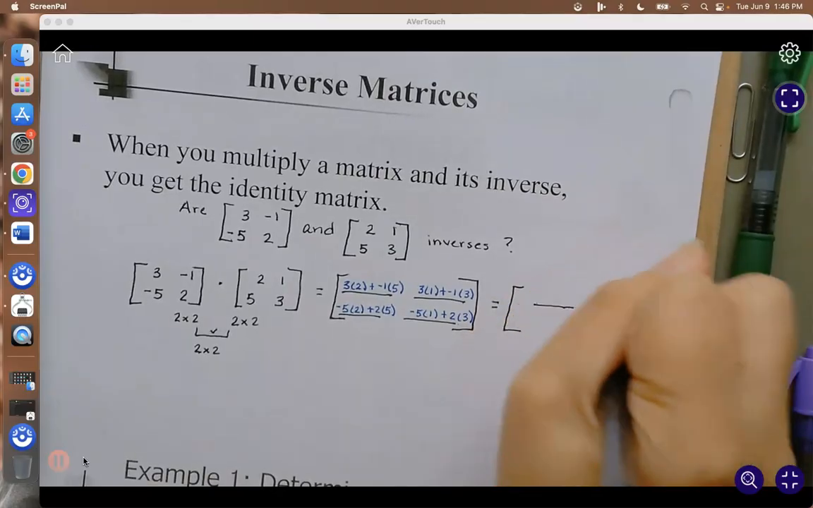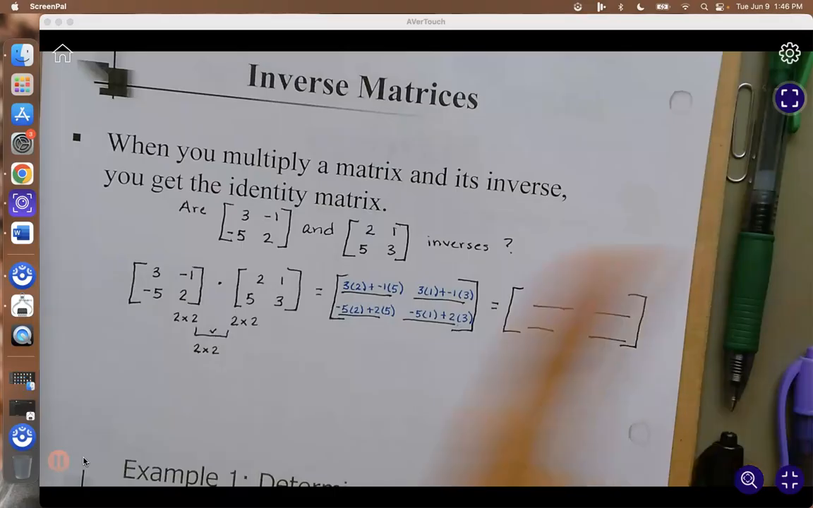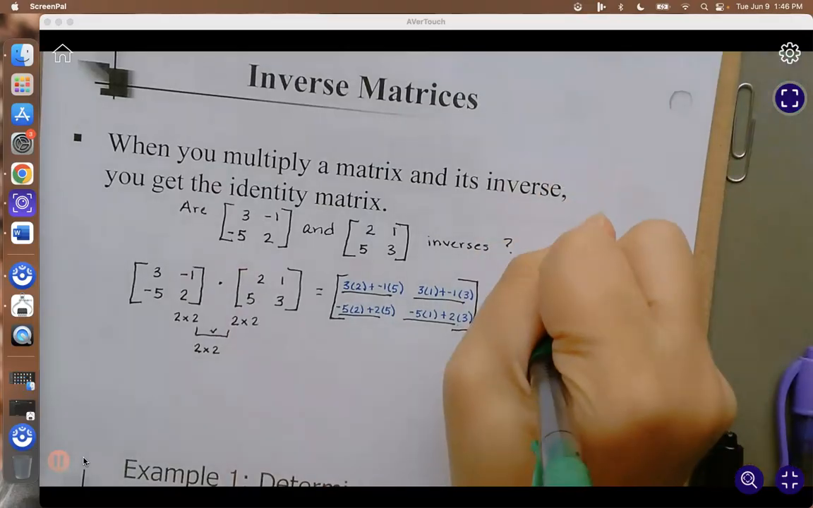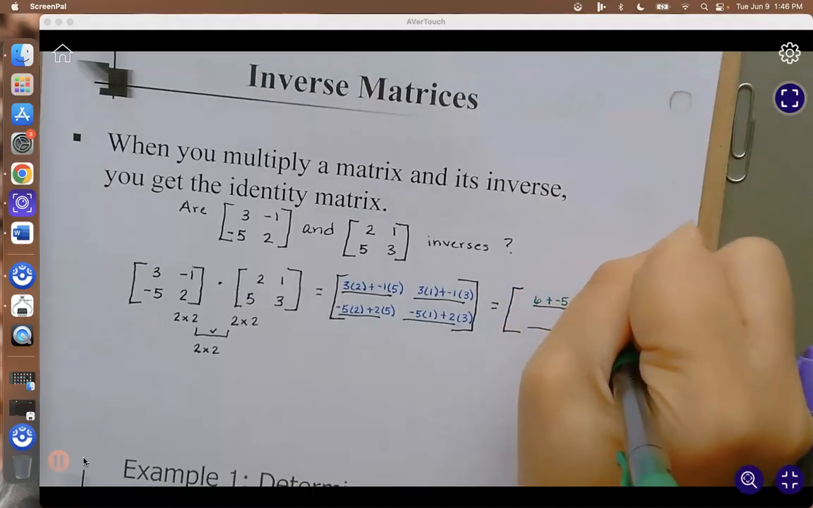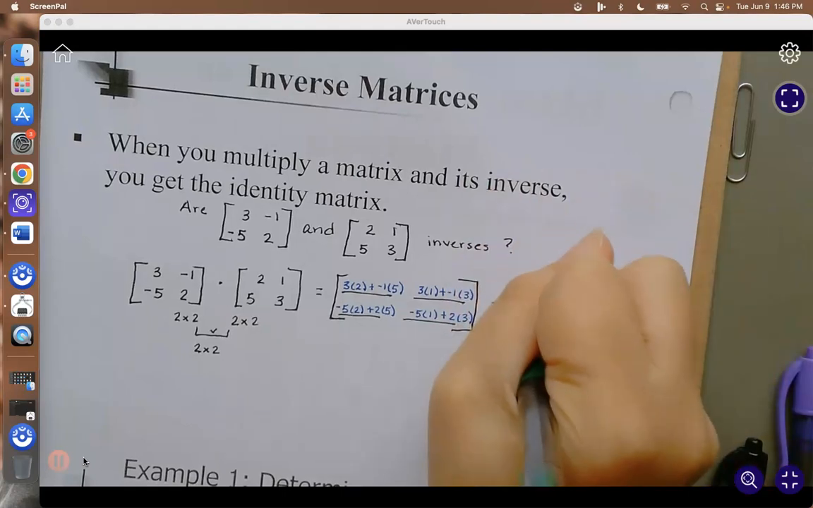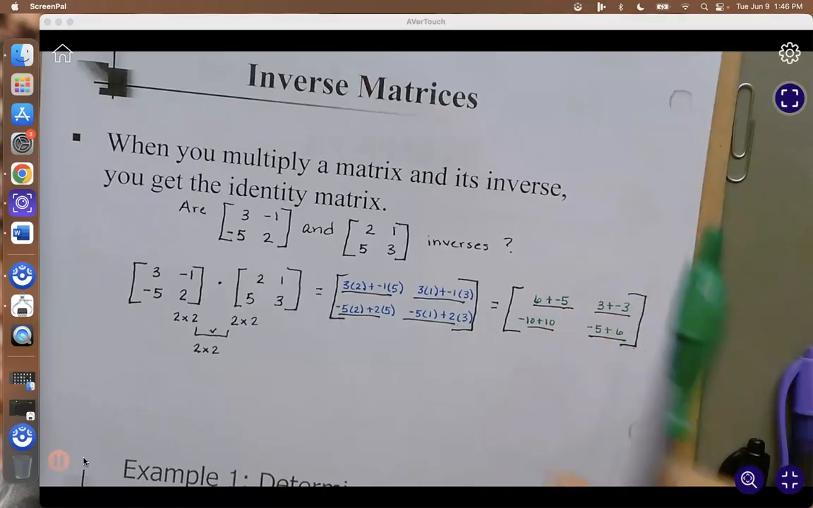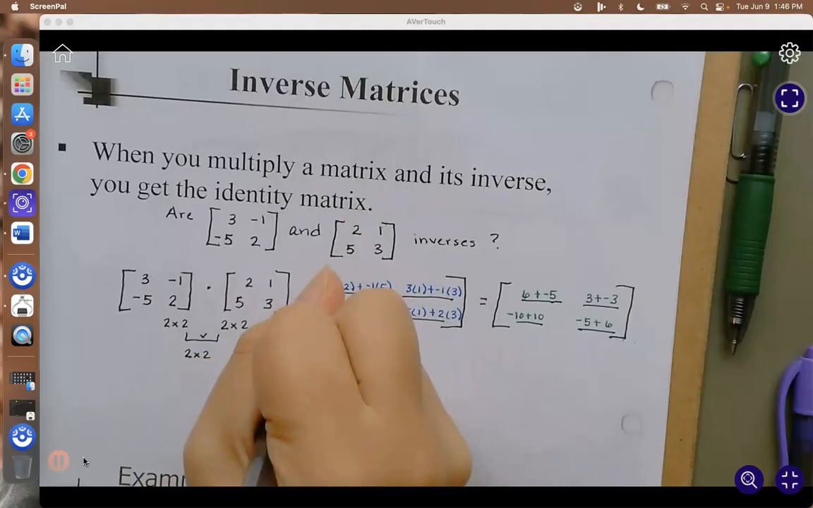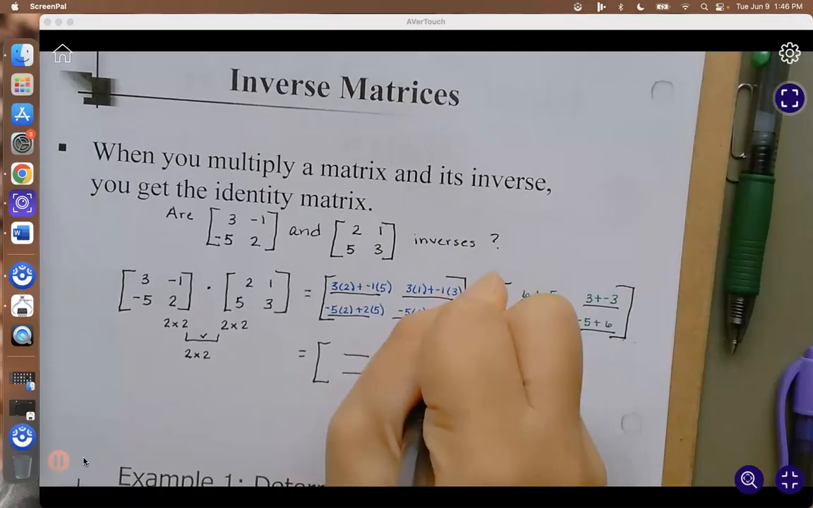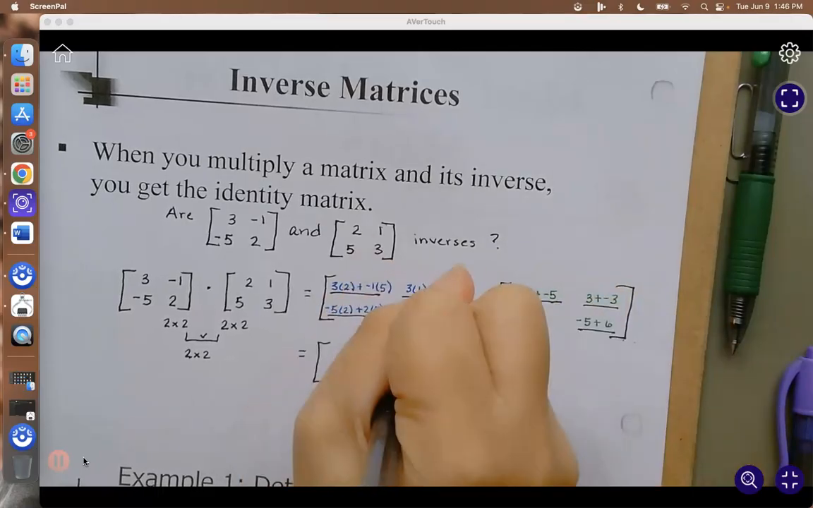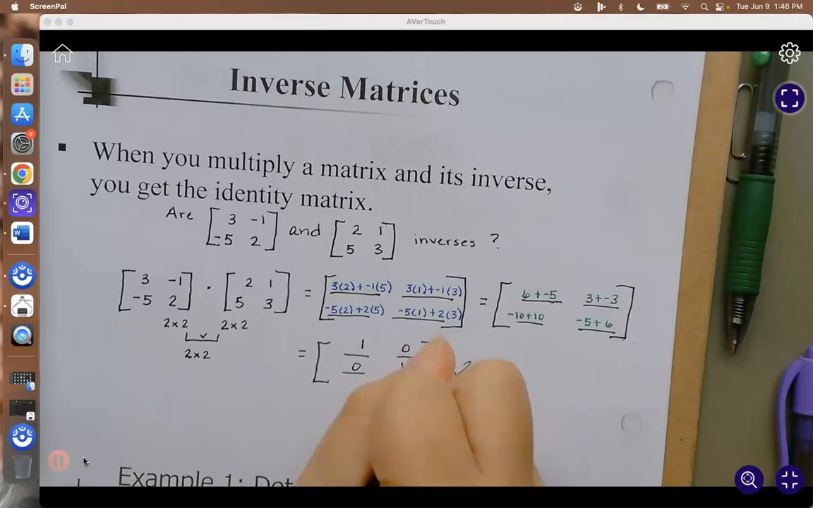So let's see what we got to work with here. So this is going to be 6 plus -5. This is going to be 3 plus -3. This is going to be -10 plus 10. And -5 plus 6. Which results in 1, 0, 0, 1, which is the identity matrix. So the answer to this is yes.